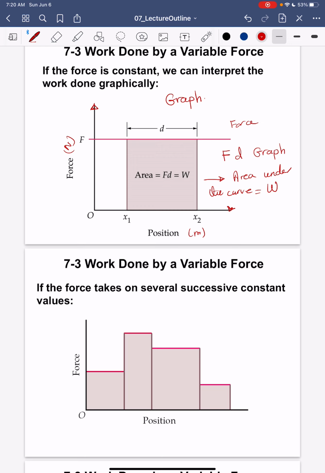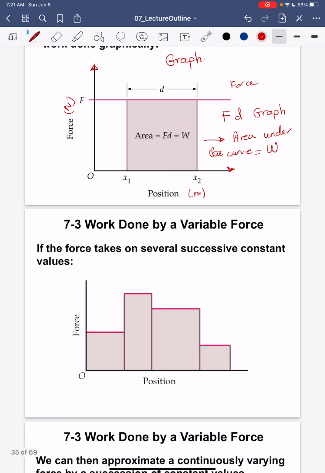Then if you have a very complicated, let's say, graph, you will dissect it. You will cut it into different portions that you will be able to find the area under the graph, and then you will say this is A1, this is A2, this is A3, this is A4, and then the total work is going to be A1 plus A2 plus A3 plus A4.